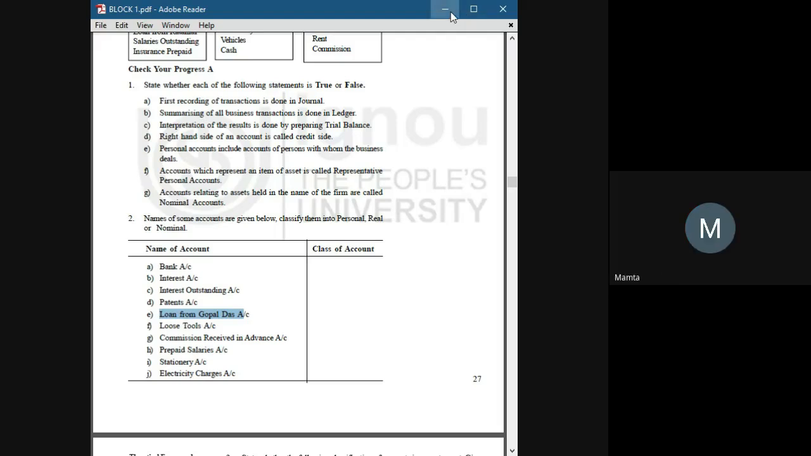Loan from Gopal Das account. Nominal account? It is a personal account. Yes, it was a tricky one. We have taken a loan from Gopal Das, and there is a name. This is a name of a person, Gopal Das account. That is why it is considered a personal account. Okay, understood?